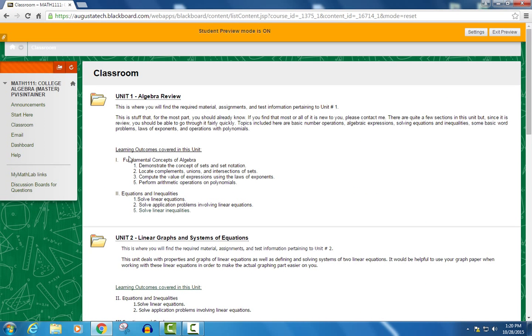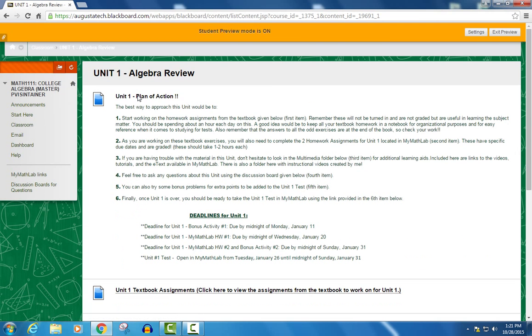But each unit is basically put together the same way. If I were to click on Unit 1, well, at the beginning of each unit, there's a little description about what that unit covers, as well as the state learning outcomes that are associated with this particular unit. But if I were to click on a unit, at the beginning of each unit is this plan of action. And what this does, it details what you're going to see in these other folders and items below it. It talks about the deadlines for Unit 1, but basically is your first look at what you're going to need to do in this unit. So you definitely want to read through each plan of action when you start a unit.